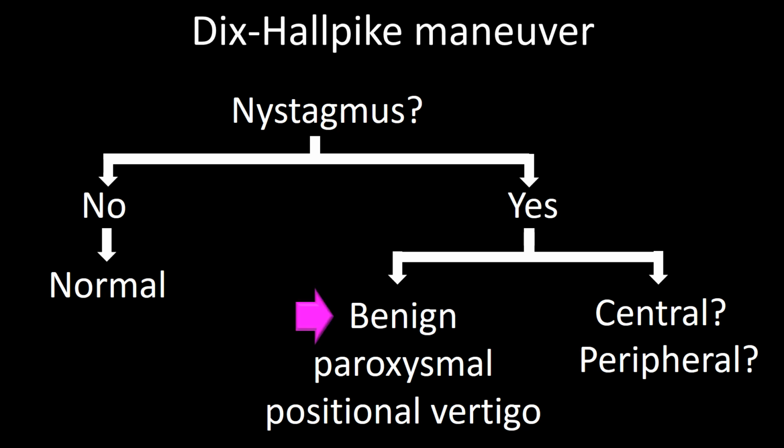Rotational nystagmus with fast component towards the ground that does not start immediately after reaching the head down position, that is delayed, and fatigable usually indicates a benign paroxysmal positional vertigo. Otherwise, consider the possibility of a central mediated nystagmus or other types of peripheral nystagmus.